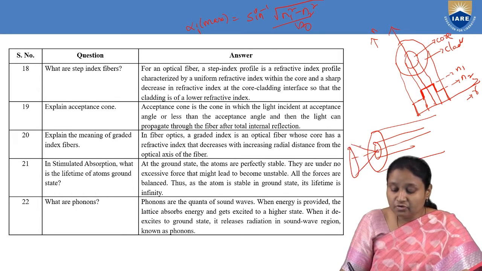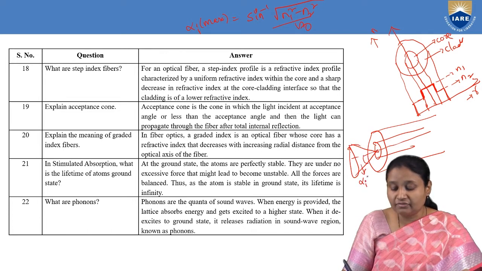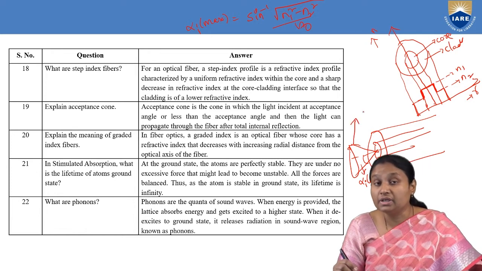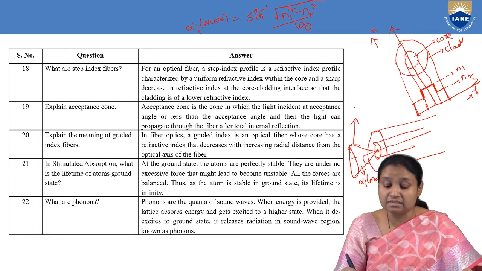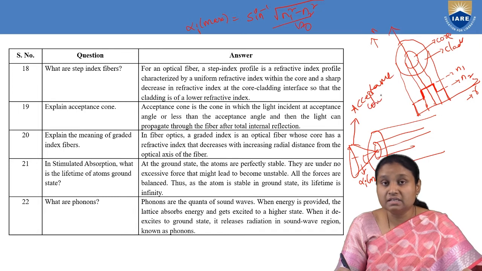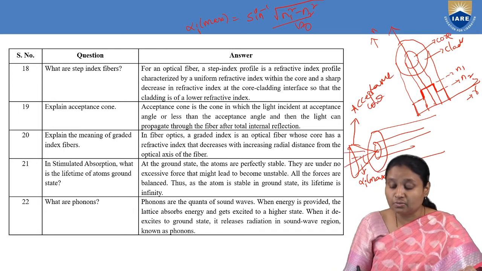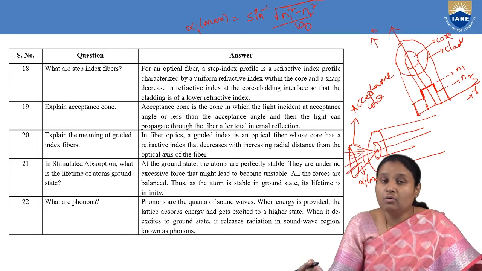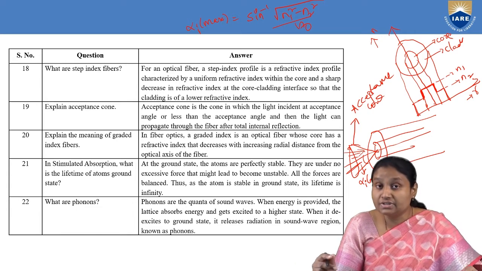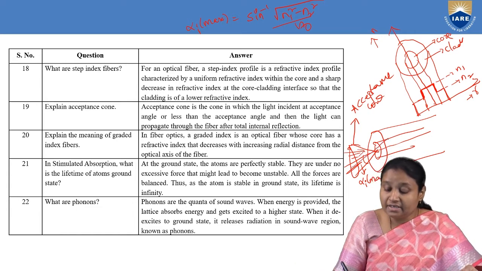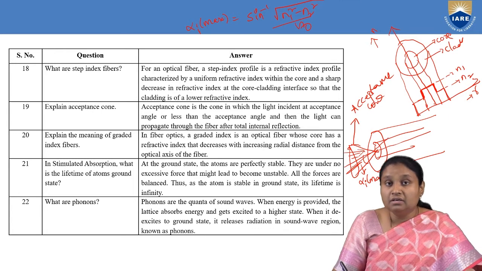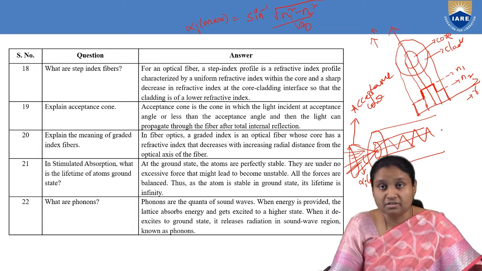Then one cone is formed, whose half angle is the acceptance angle, alpha i maximum, and this cone, formed by rotating the acceptance angle about the fiber axis, is called the acceptance cone. And what is the significance of this acceptance cone? We have to launch our light only within this cone. Then all those light rays will enter the core and strike the core-cladding interface at angles equal to or greater than the critical angle, and they will suffer total internal reflection and reach the other end of the optical fiber.